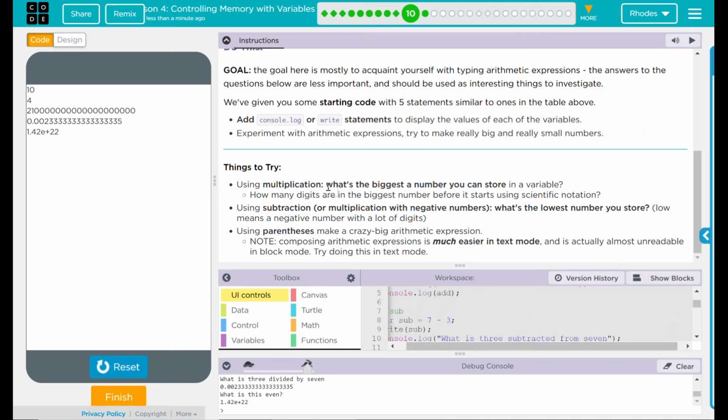Let's look back at our questions here. It says in multiplication, what's the biggest number you can store? Well, we can go up to the scientific method and we can do some crazy big numbers. But as you remember, it was about 21 numbers we got on there. Using subtraction, what's the lowest number you can go? Well, we went pretty low. We can go up to 21 or 20 points past the decimal. And using parentheses, make a crazy big one. We did 1.42 to the 22nd power.